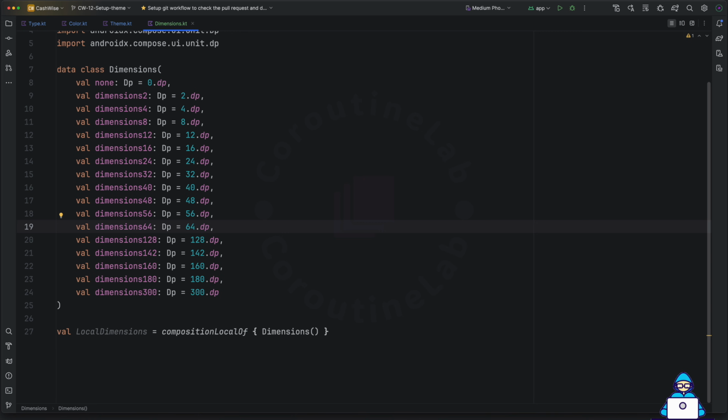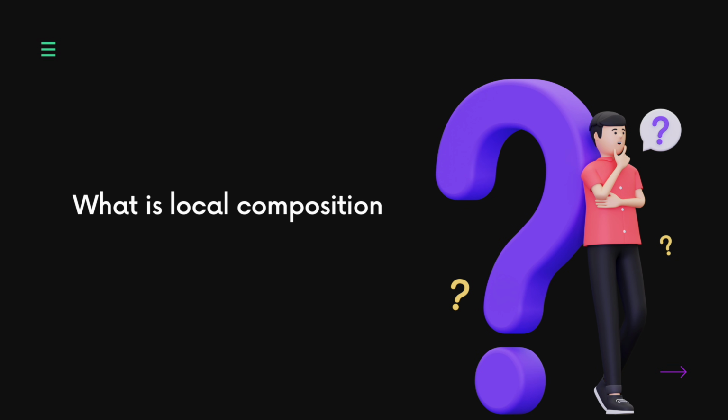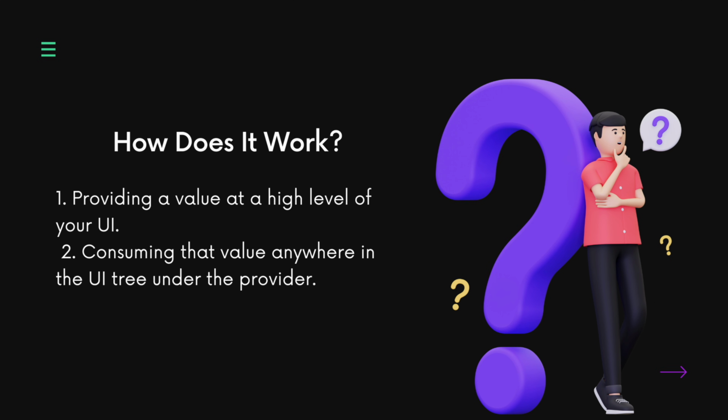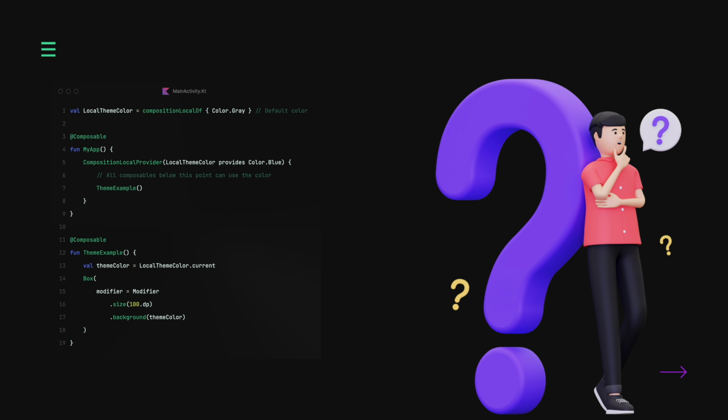Wait, what's a composition local? Think of a composition local as a magic way to share data across your app's UI without needing to pass it down explicitly through every composable. Once you register a value using a composition local provider, it can be accessed anywhere in the app using .current. No more repetitive parameter passing. Let's see an example of using a local theme color. Let's say you've created a local theme color for a gray color. Once it's registered with a composition local provider, you can use it in any composable. Simple, right? It's like having a shared stash of values your app can pull from whenever needed.